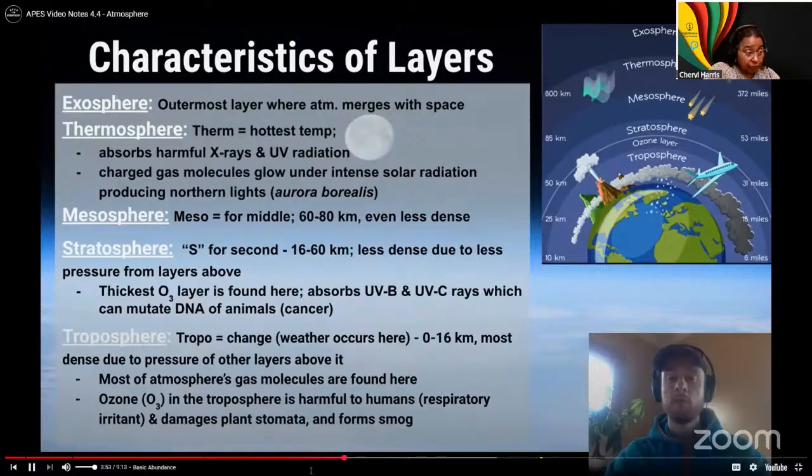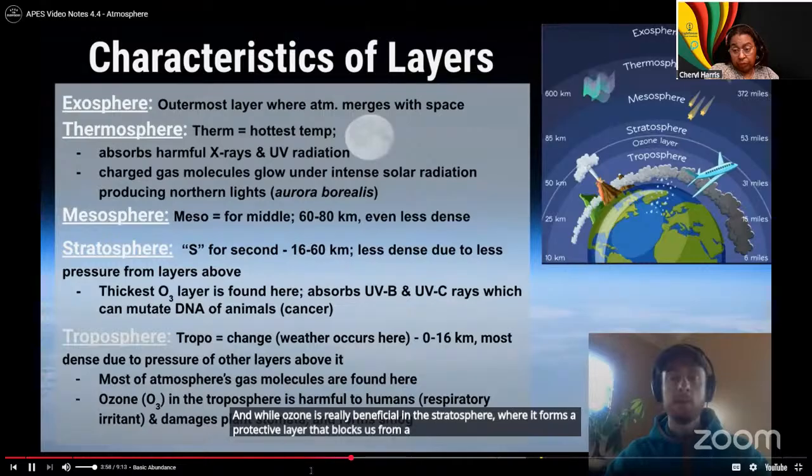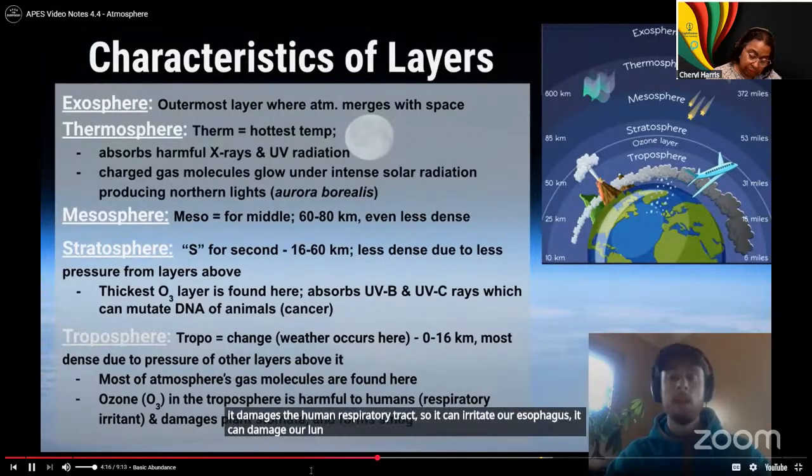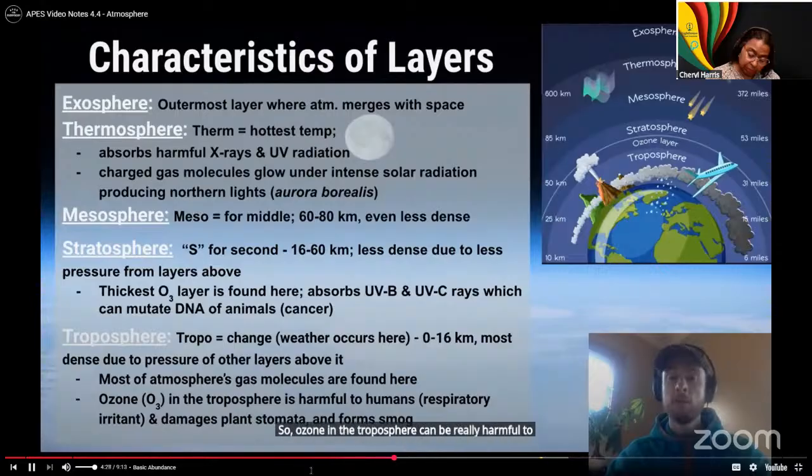And while ozone is really beneficial in the stratosphere, where it forms a protective layer that blocks us from a lot of cancer-causing UV rays, when ozone forms down near Earth's surface in the troposphere, it's actually considered an air pollutant. That's because it contributes to the formation of smog. It damages the human respiratory tract, so it can irritate our esophagus, it can damage our lungs, and it can damage the stomata of plants. These are little pores that the plants use in their leaves for taking in CO2 and releasing oxygen. So ozone in the troposphere can be really harmful to humans and plants.